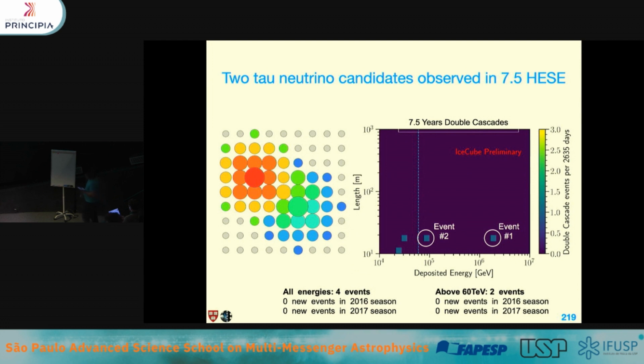So there are actually two tau neutrino candidates observed in the last HESE analysis. One of them is Big Bird, and one we call Double Double. So the energy of these two events, one of them is Big Bird, so it's about 2 PeV, and the other one is about, I believe, 70 TeV. Okay? And the length given here is on the order of 20, like I think it's 14 meters or 17. We'll see it in the next slides.